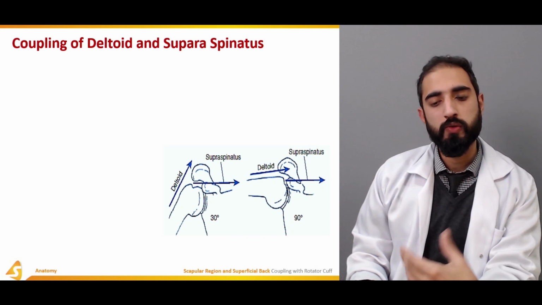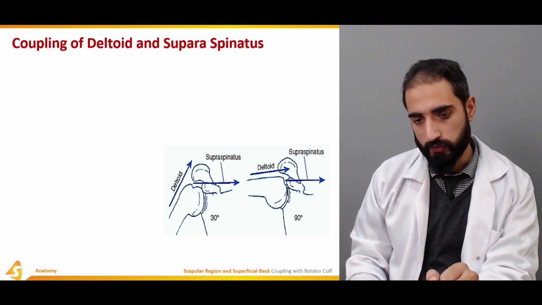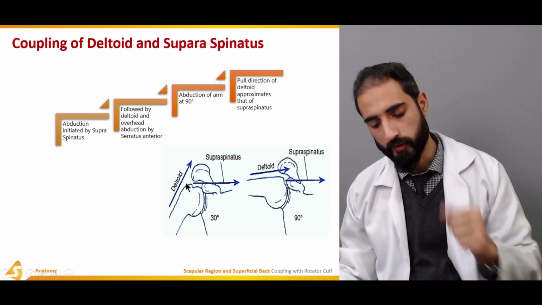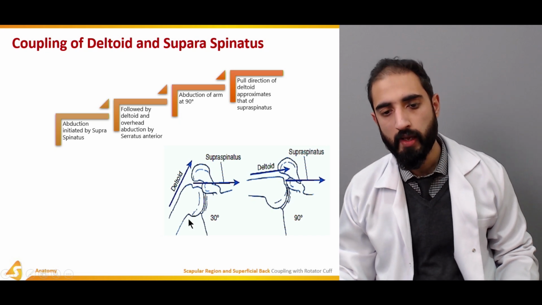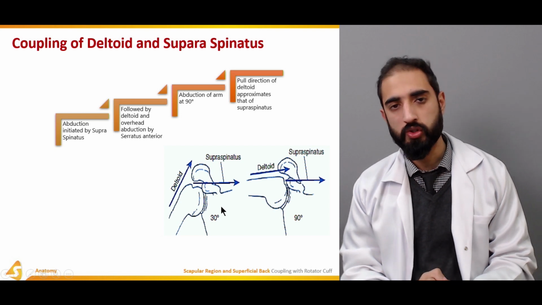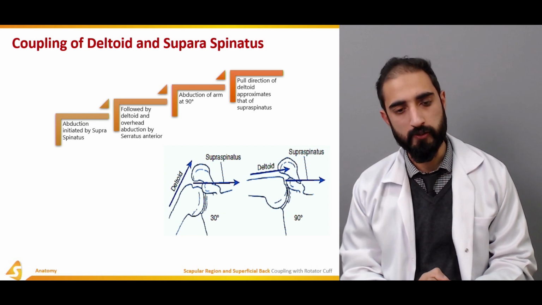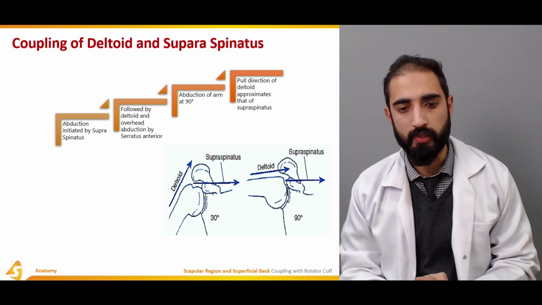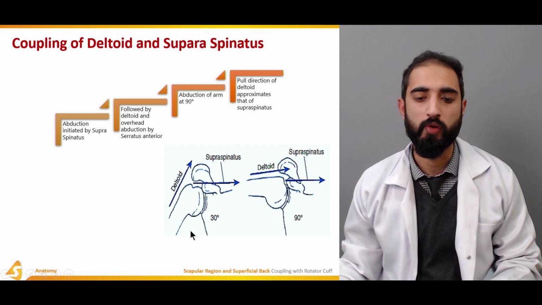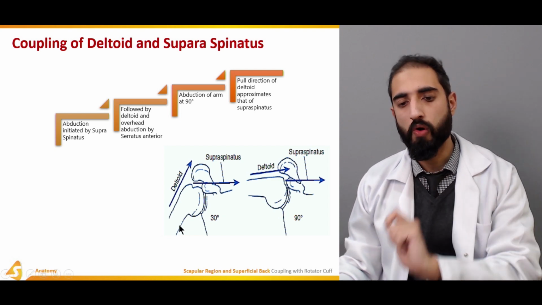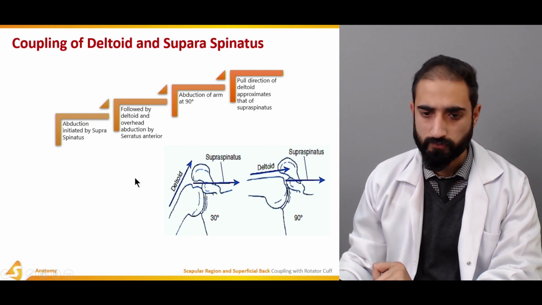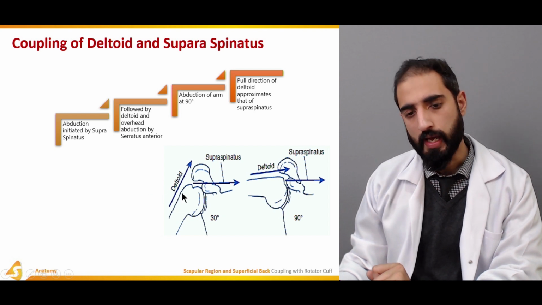Moreover, deltoid also couples with the supraspinatus, but in a different manner. When we look at the supraspinatus with the arm in the adducted position, we see that the orientation of the supraspinatus is such that the abduction is initiated by the supraspinatus. And it keeps on going up till 30 degrees, which is followed by the overhead abduction, in which the prime mover becomes the deltoid. This is because when the abduction occurs, the first 30 degrees is initially by the supraspinatus, then the deltoid starts playing its role as an abductor.